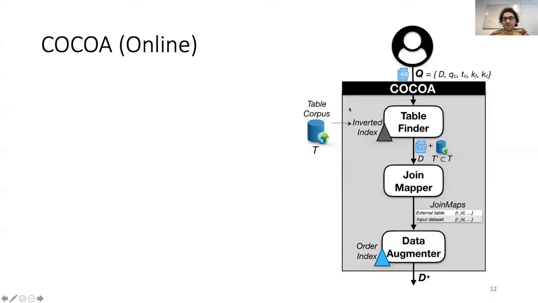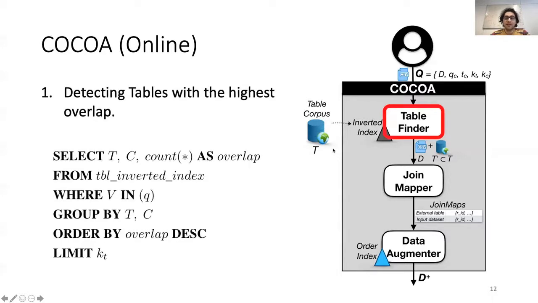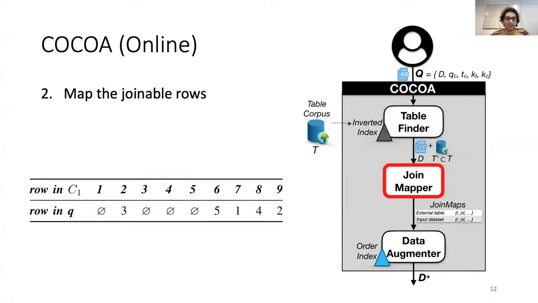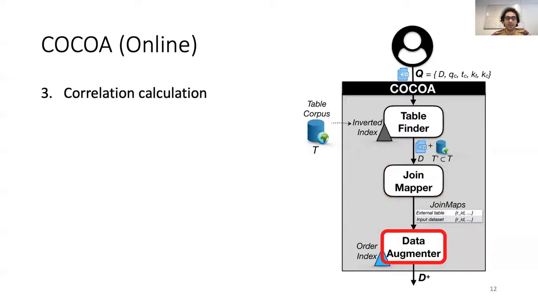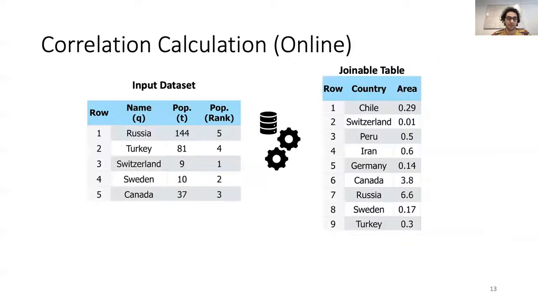In the online phase, COCO undergoes 3 steps. First, discovering the most joinable tables, or the tables with the highest overlap with the input dataset. We do this through a single SQL query in an in-memory and parallel database system. In the next step, COCO generates join maps. A join map maps the joinable rows inside the input dataset and the candidate joinable table. And finally, the correlations are calculated and the most correlating features are used to enrich the input dataset.